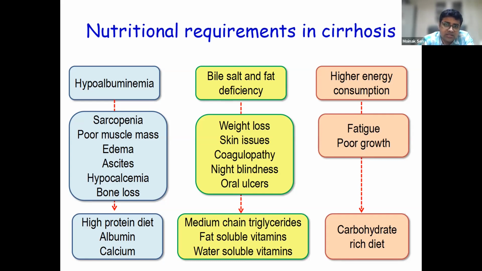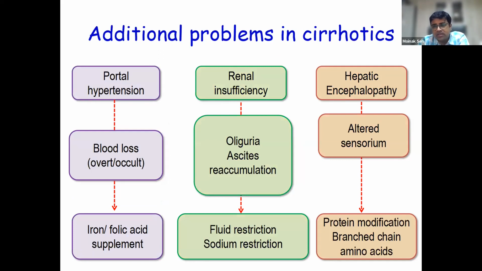Then you have bile salt and fatty acid deficiencies, where you can have weight loss, skin issues, coagulopathy, night blindness, and oral ulcers. In such a scenario, because there are deficient bile salts, and bile salts are required for long chain fatty acid absorption, we try to bypass this by giving medium chain triglycerides and supplementing with fat soluble vitamins and water soluble vitamins. These patients also require higher energy consumption, and hence they have fatigue and poor growth, so a carbohydrate-rich diet is prescribed.